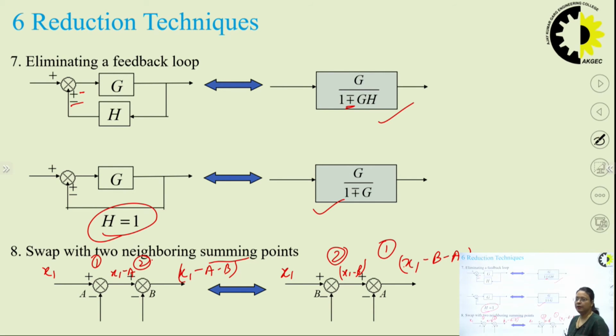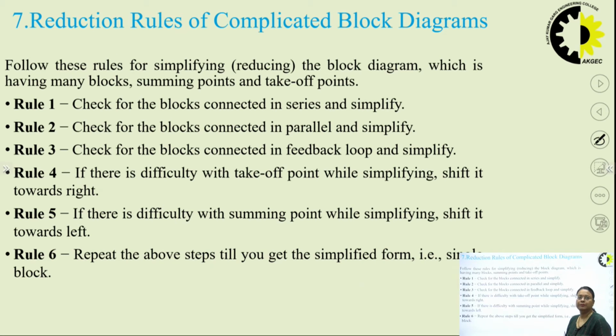So swapping can be done in case of two summing points which are neighbor to each other. Now these are the rules which should be followed while reducing a complex system to a simple system.